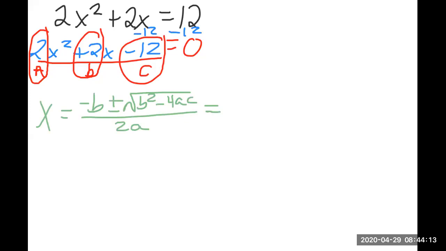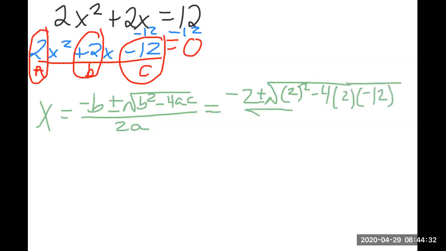All right, so just like the last problem, I'm going to put those numbers into the equation. So I'm going to have -b, so -2, plus or minus big square root sign, 2 squared, minus 4, times our a number, which is 2, times our c number, which is -12, all over 2 times our a number, which is 2.